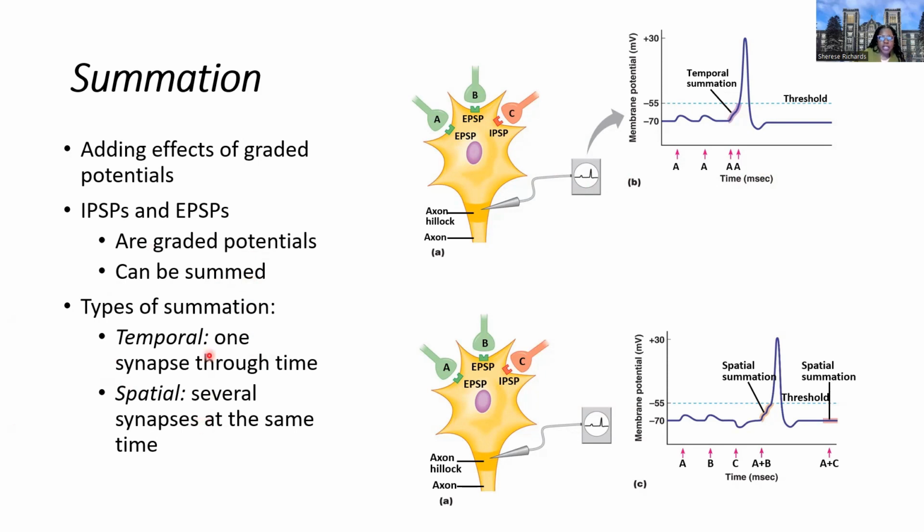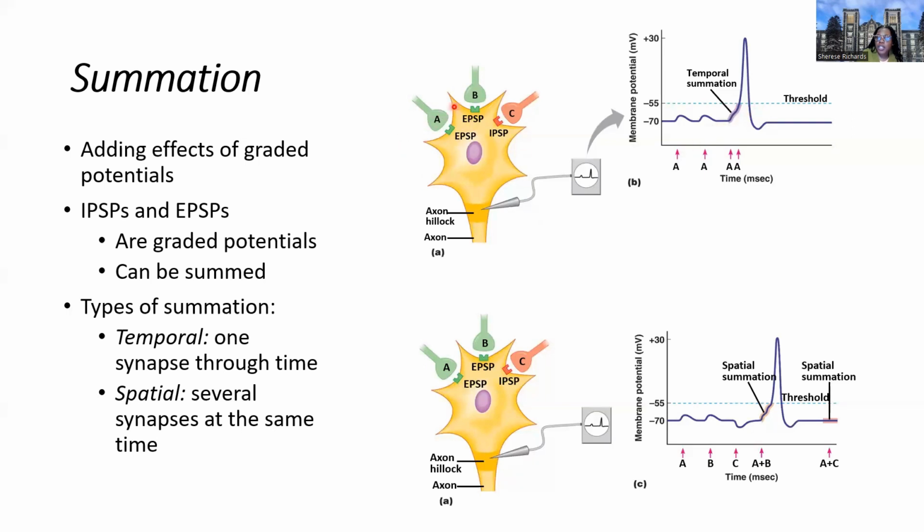So the two types of summation, temporal summation and spatial summation, right? So in the panel at the top here, here's temporal summation. These signals are coming in close enough in time. They're in the exact same time frame. So what we see is that the synapses are going to be bringing in either IPSPs or EPSPs. And because they're happening so close together, we can simply add them together.